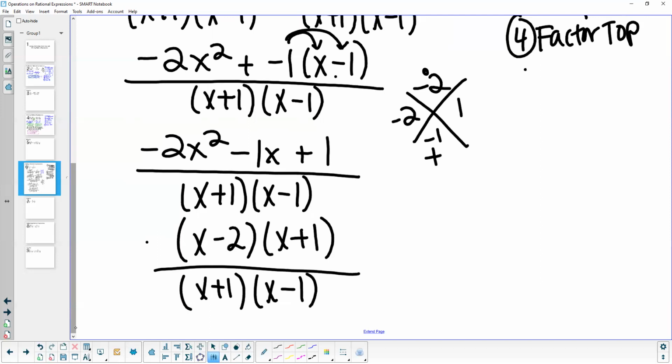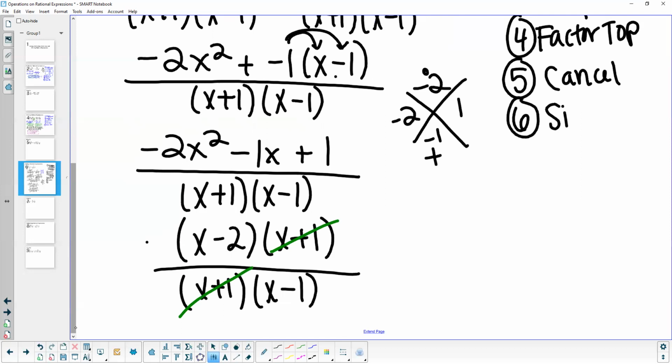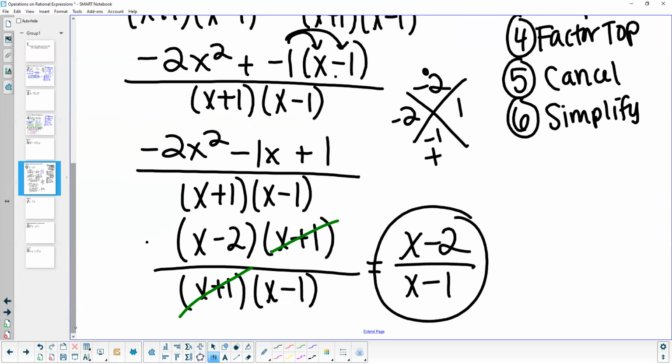Now, our fifth step after we factored out the top is we want to cancel, if possible, just like we did before. And in this case, we have an x plus 1 on the top and bottom. And so step 6 is to simplify. And so once those get simplified out, we just write what's left over, which is x minus 2 over x minus 1. And that is our solution there.